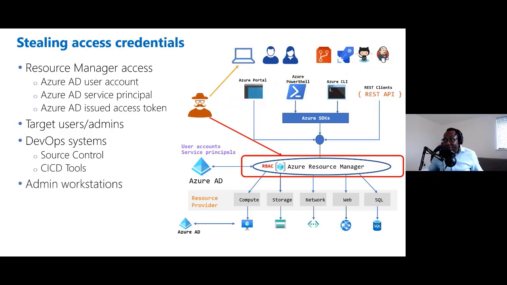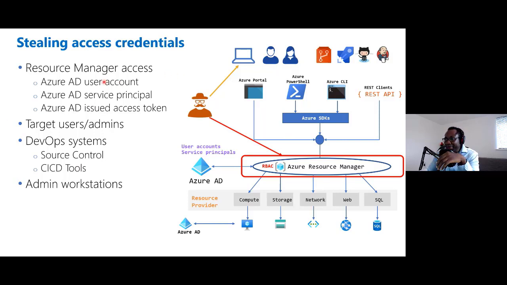Another option that an attacker could do is to target the admin workstation. And I'll show you a demo of this one in particular. So an attacker could target an admin workstation, and the goal here is usually number 3, not to really steal the user account credential or the service principal, but the Azure AD issued access token. And here's the danger of this one. This is why this one is a bit more dangerous.